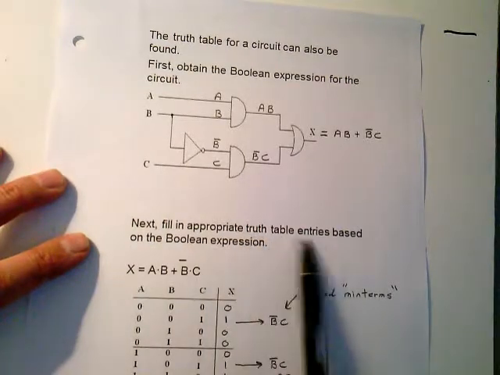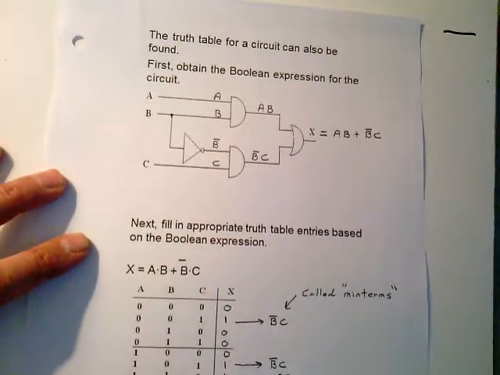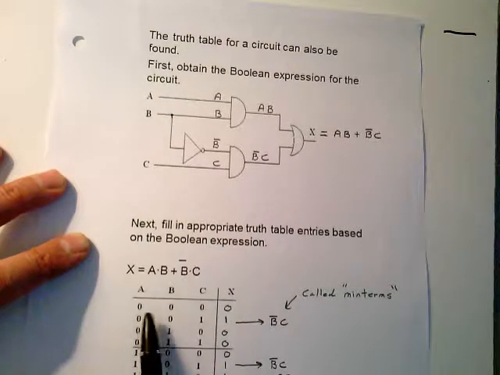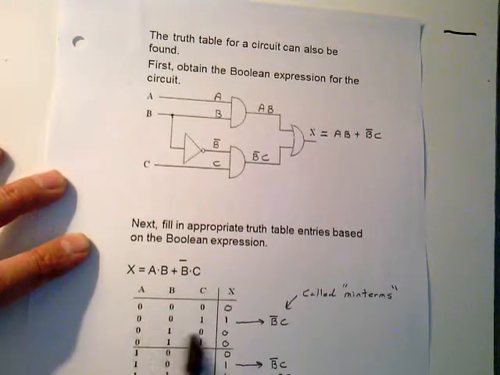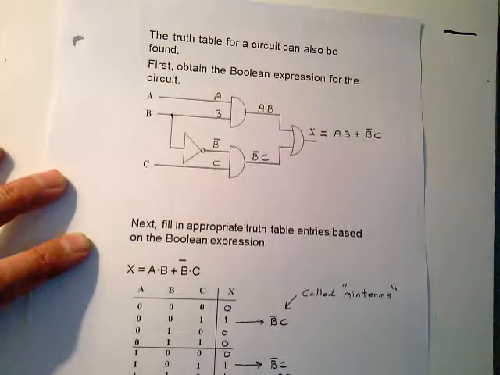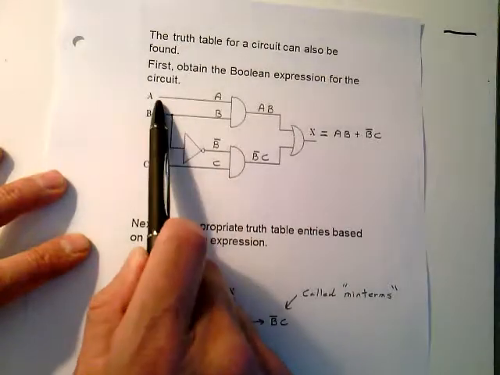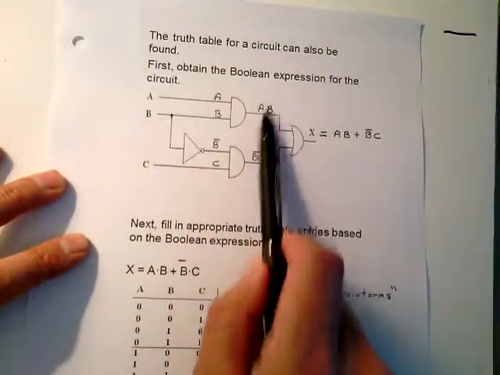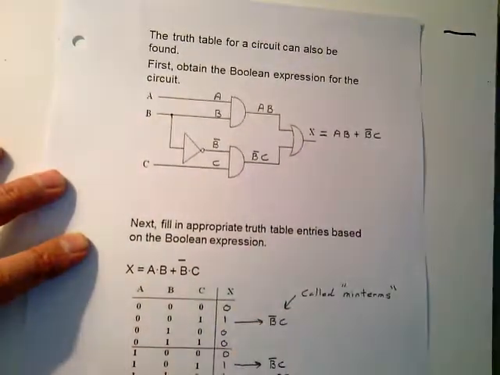Next, fill in the appropriate truth table entries based on the Boolean expression. So what I do, here's all your possibilities, 0, 0, 0 through 1, 1, 1. You list them in order, sequentially, so you don't miss any state. There's 8 states there. And then you don't have to go through ones and zeros and get a 1 or a 0. You don't have to do that.